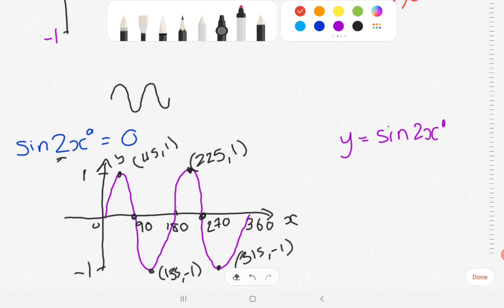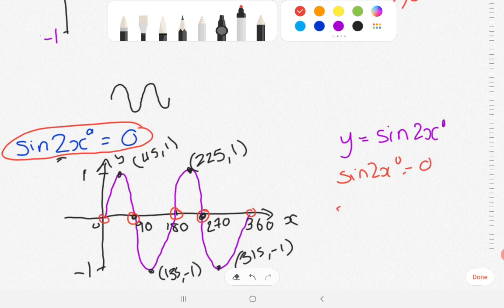But the question again is asking us, where is sine 2x equal to 0? So this time we've got more points where sine 2x equals 0. We've got 5. So sine 2x equals 0, where x is 0, x is 90, x is 180, x is 270, and x is 360. So that will hopefully help you with question 13 in the homework, which is similar, it's just asking you about cos.